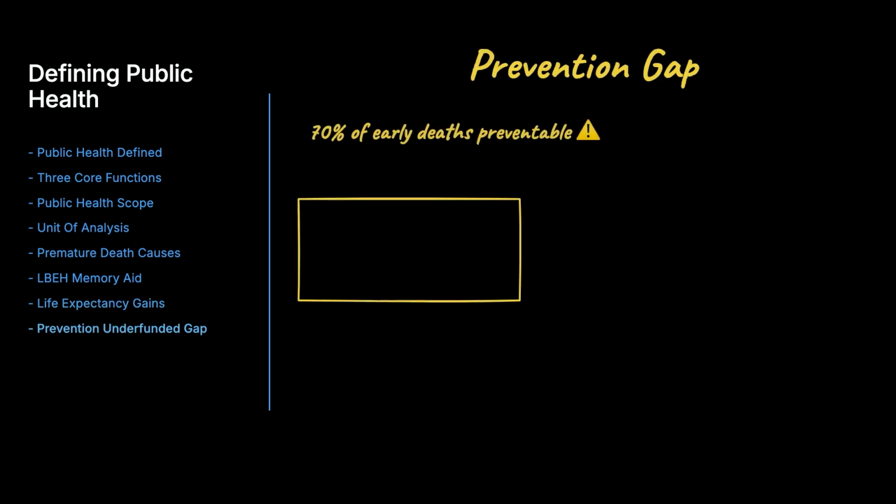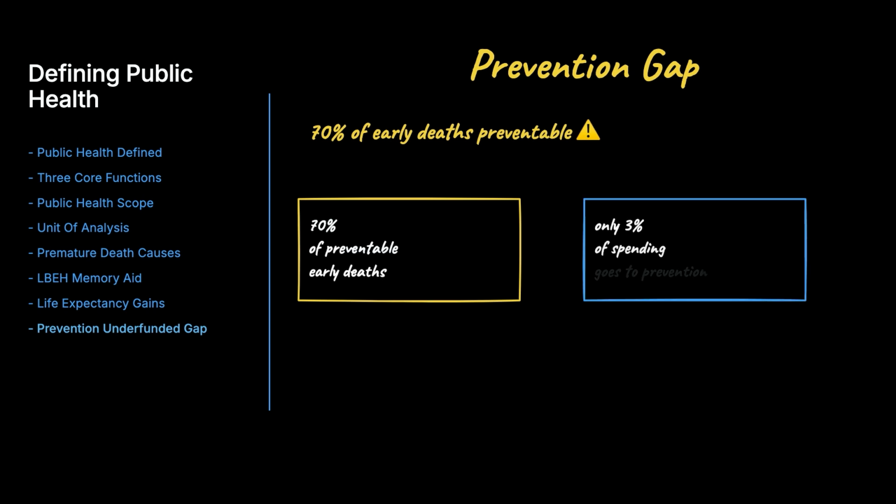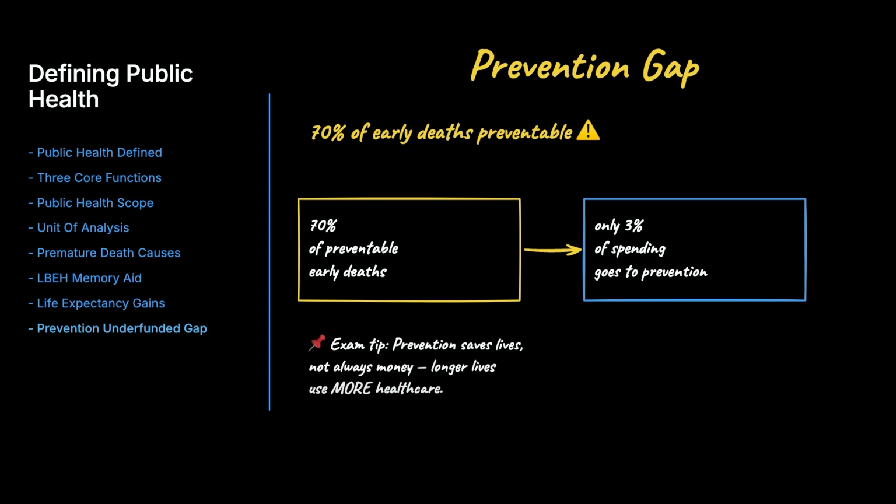Here is the part most students miss. About 70% of preventable early death can be addressed through health promotion and prevention, yet national healthcare spending devotes only about 3% to prevention. That mismatch is a favorite exam theme. Prevention saves lives even when it does not save money, because longer lives use more healthcare.